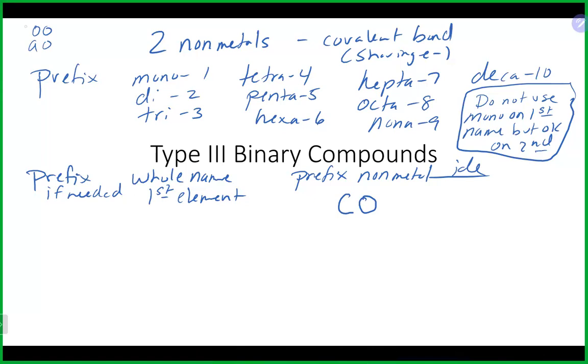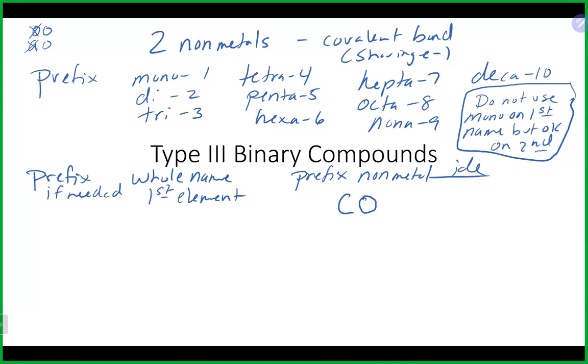And in those situations, we typically get rid of the vowel off of the prefix, just to make the name sound a little better. So let's take a look at this example, which pretty much nails everything in one sitting here with the CO. So CO is carbon and O is oxygen.